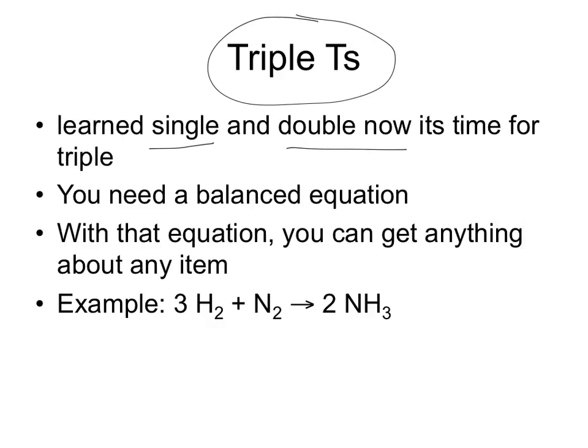The only difference from what we've done to what we're doing is you need a balanced equation. Without a balanced equation, you can't do these charts. With that equation, though, you can get anything about any item. So the equation we're going to work with is this balanced equation right here. 3 hydrogen plus 1 nitrogen goes to 2 ammonia.